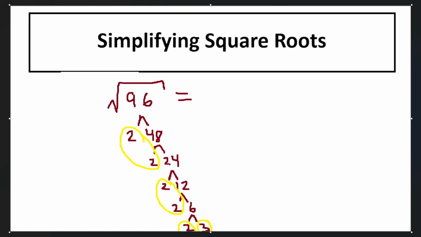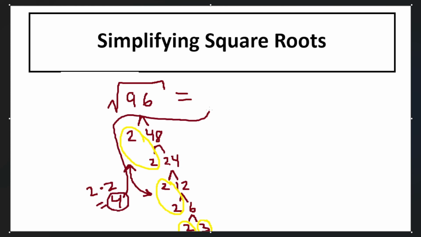So the pairs of 2's, these two, we would do 2 times 2, which gives you 4. And this 4 goes outside of the square root.